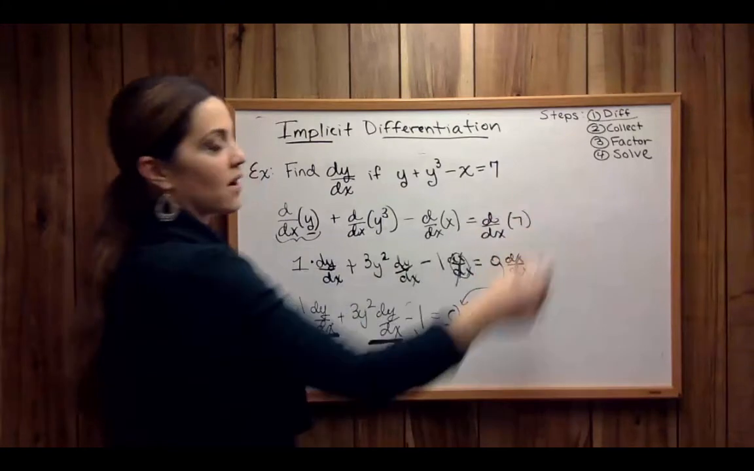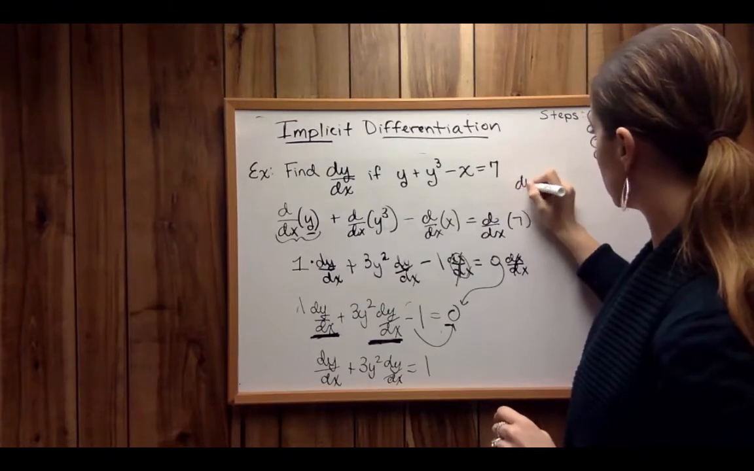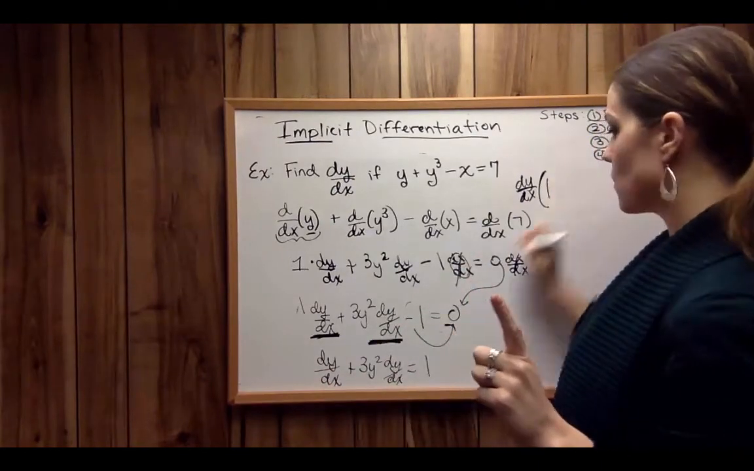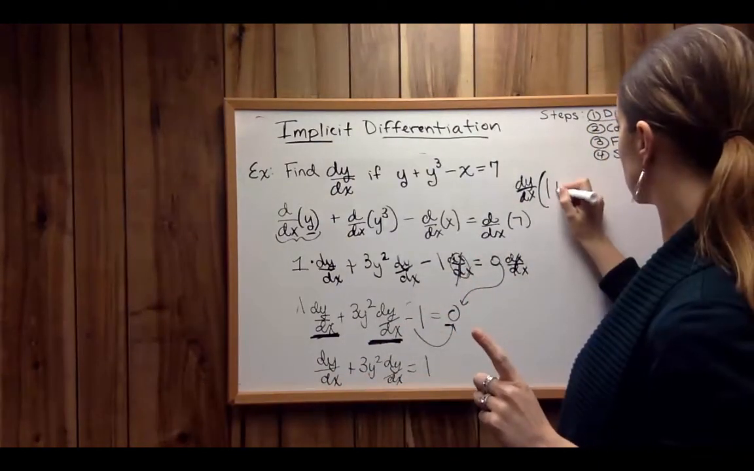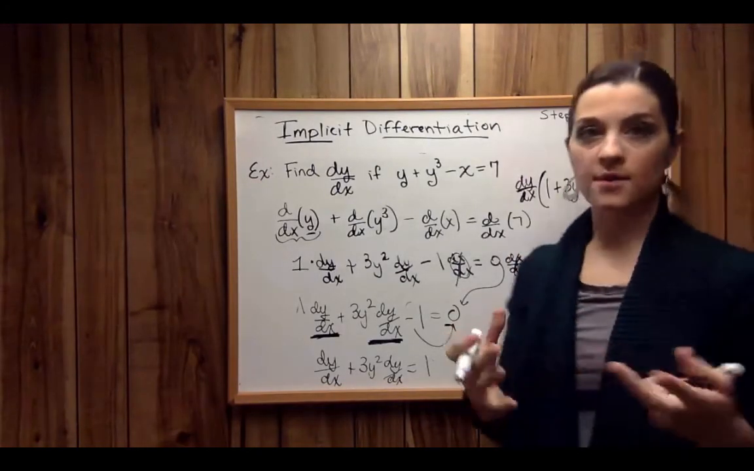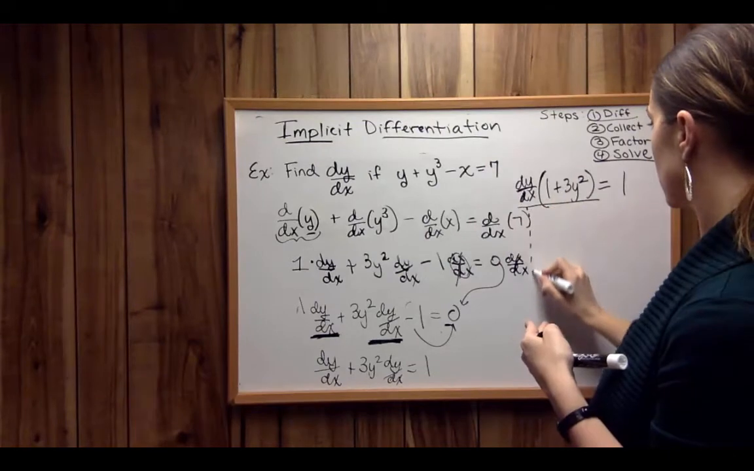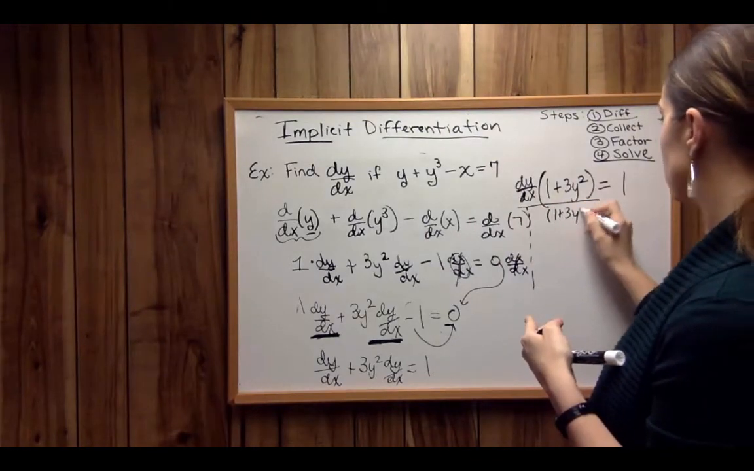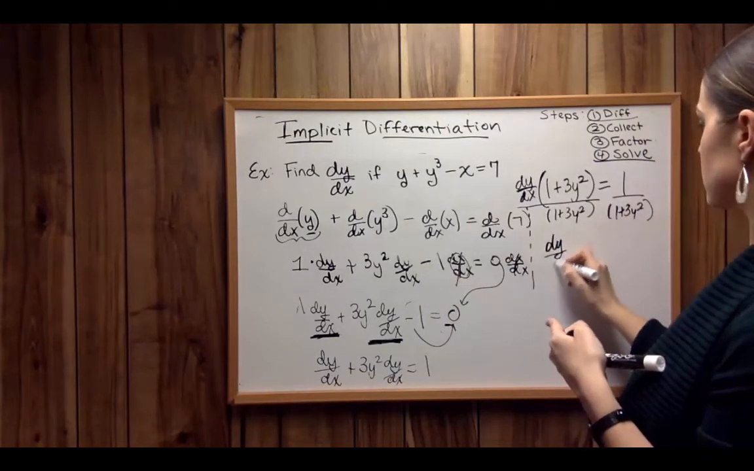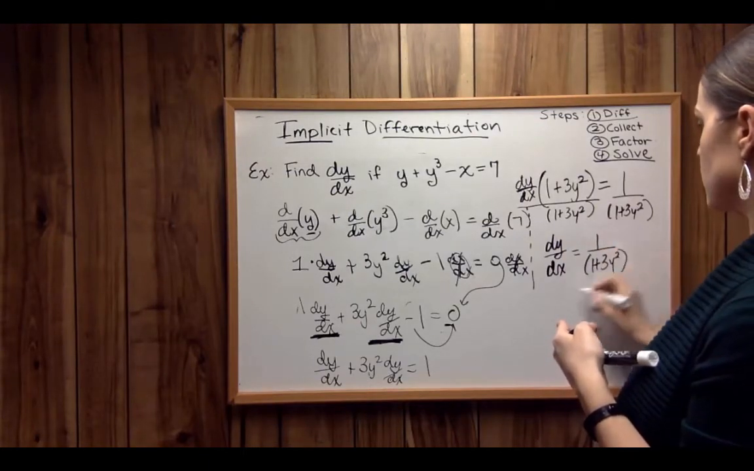Third step, factor out the dy/dx. So when we factor out the dy/dx, we get dy/dx, parentheses. When you factor out of the first term, you're left with 1. When you factor out of the second term, you're left with 3y squared, equals 1. Fourth step is to solve. So that means you're going to divide by the term that's being multiplied with the dy/dx. So we're going to divide by the 1 plus 3y squared. So we get dy/dx is equal to 1 all over 1 plus 3y squared.